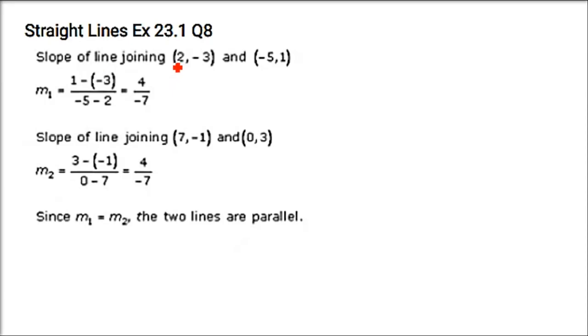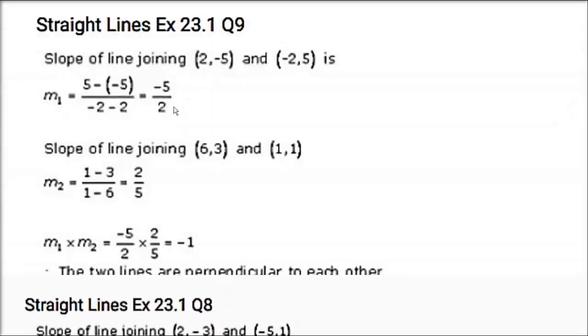Show that the line joining 2, minus 3 and minus 5, 1 is parallel to the line joining 7, minus 1 and 0, 3. So you have slope. If the slopes are equal, they are parallel. We have done the question like this. 1 minus of minus 3 divided by minus 1 minus 2 is 4 by minus 7. 3 minus 1 by 0 minus 7 is 4 by minus 7. So this is m1 slope, this is m2 slope. They are equal. When they are equal, these two lines are parallel.